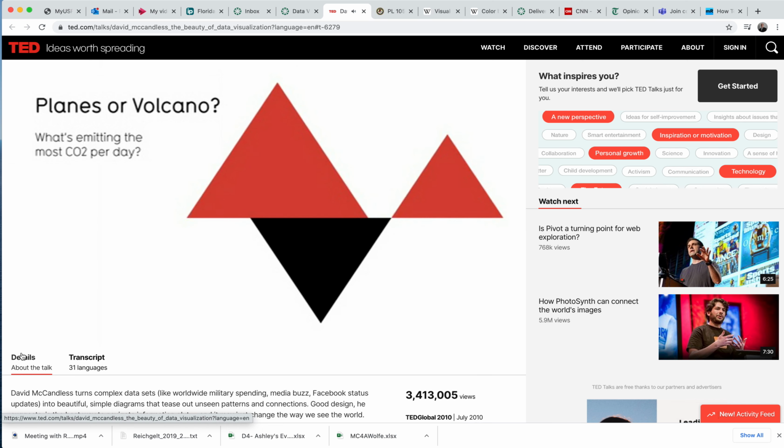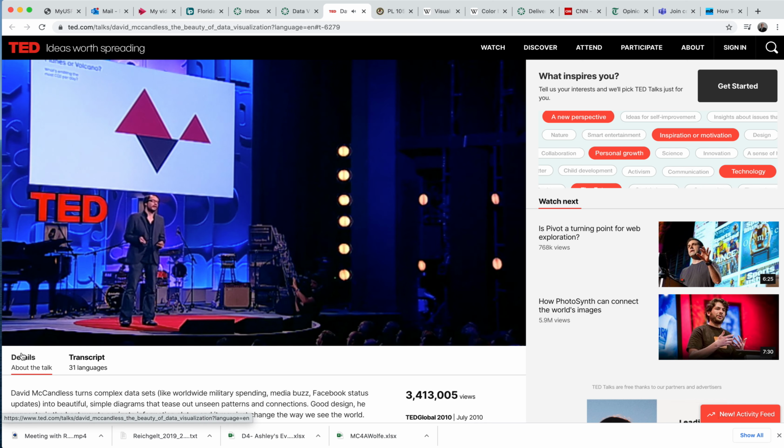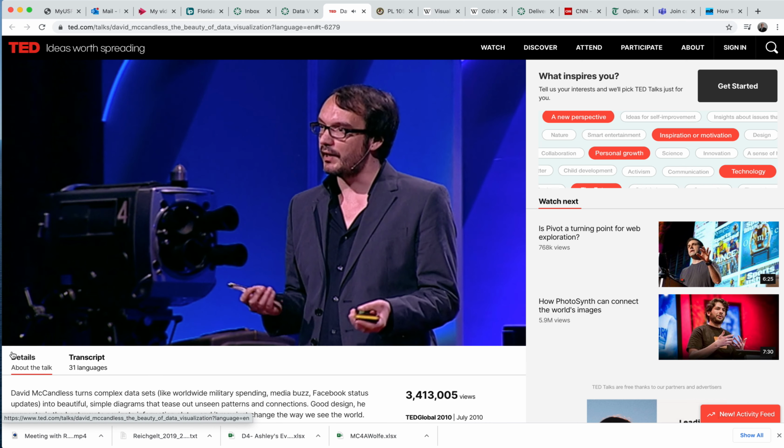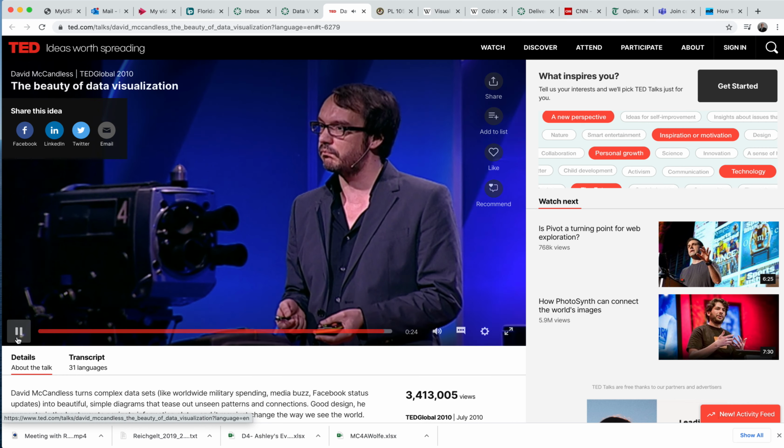The recent Icelandic volcano, which was emitting the most CO2? Was it the grounded plains or the volcano? So we can have a look. We look at the data and we see, yep, the volcano emitted 150,000 tons. The grounded plains would have emitted 345,000 if they were in the sky. So essentially, we had our first carbon neutral volcano.